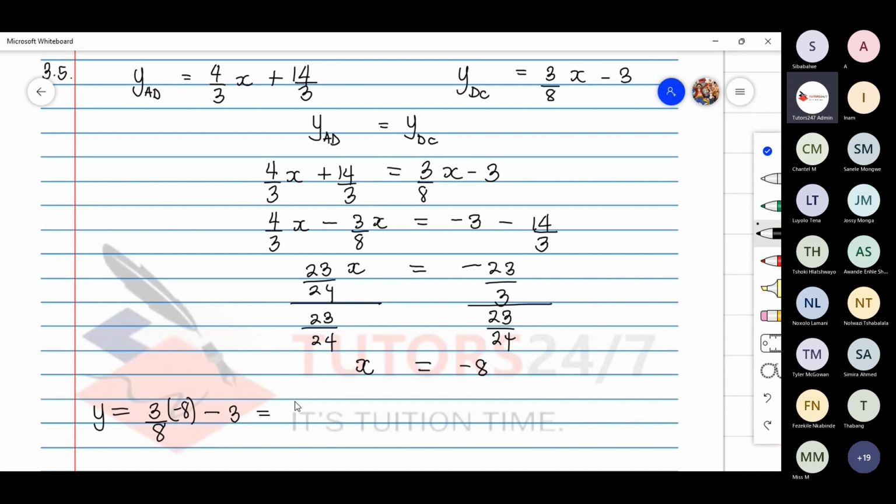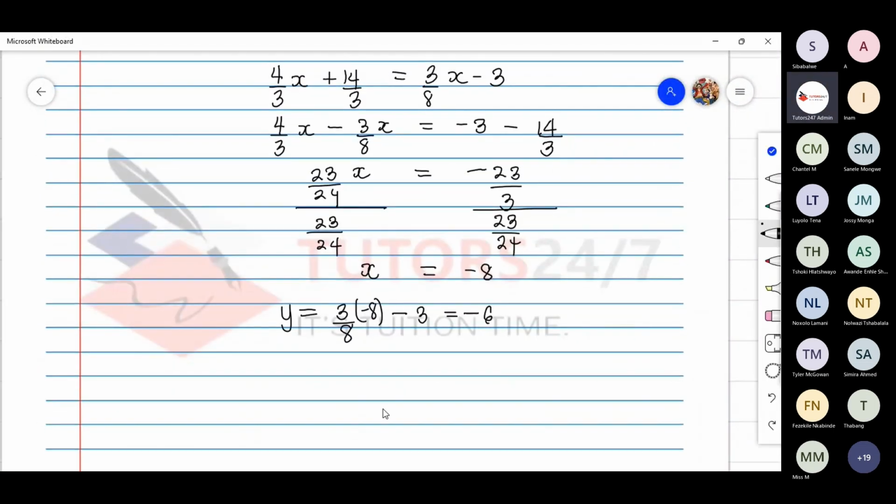You can also put that into your calculator to confirm. It doesn't matter which formula you used. Even if you used 4 over 3x plus 14 over 3, you would have ended up at the same answer. Okay, I just chose to use that one. So let us conclude. We can conclude that the coordinates of D are negative 8 and negative 6.